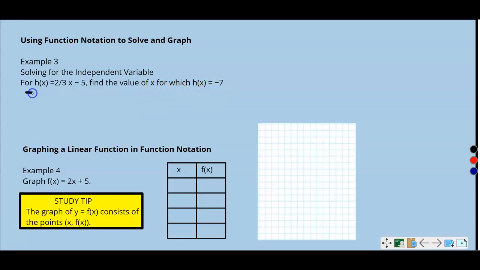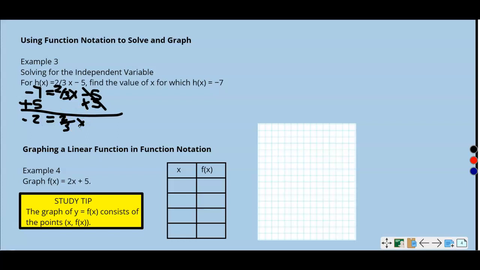So you're going to take the -7 and plug it in for h of x, and then solve for x. Remember, to solve an equation for a variable, you have to get it by itself, and we have to use properties of equality. So we're going to use inverse operations. We have -5, so if we add 5 to both sides, that goes away. -7 plus 5 is -2 equals 2/3 x.